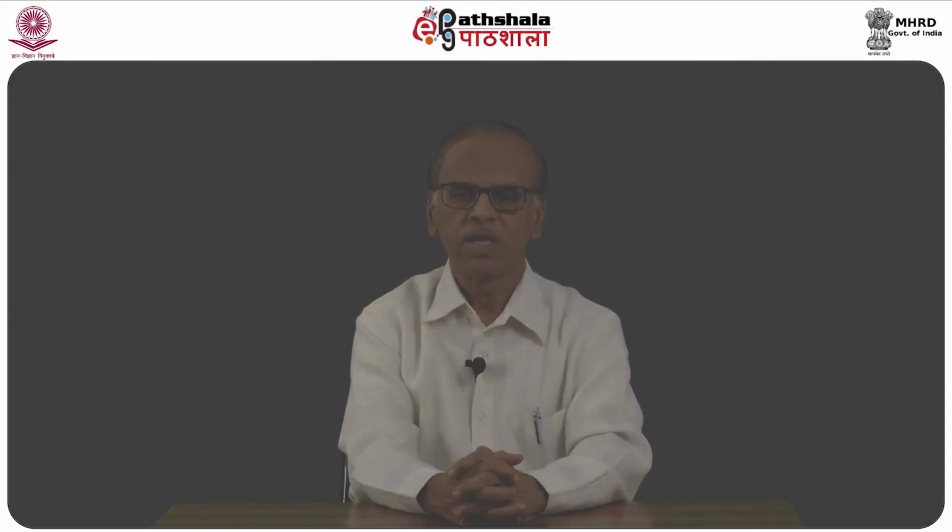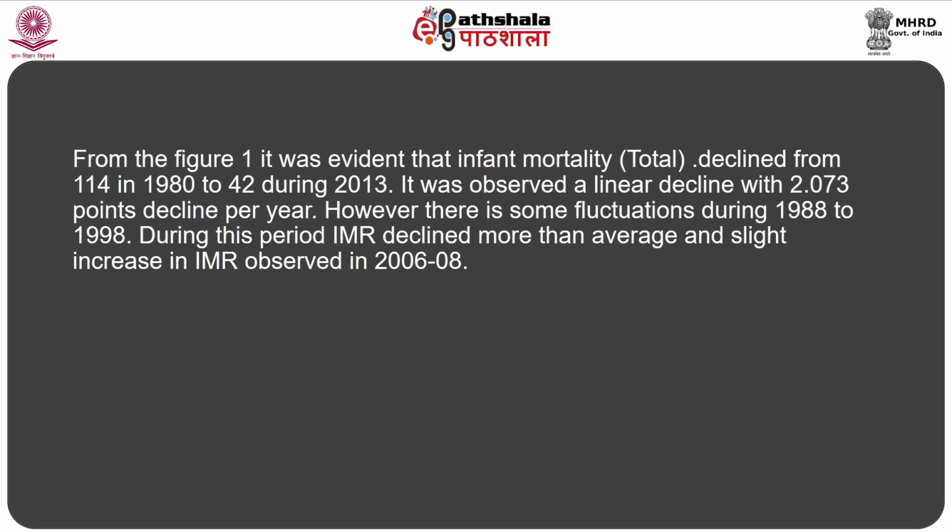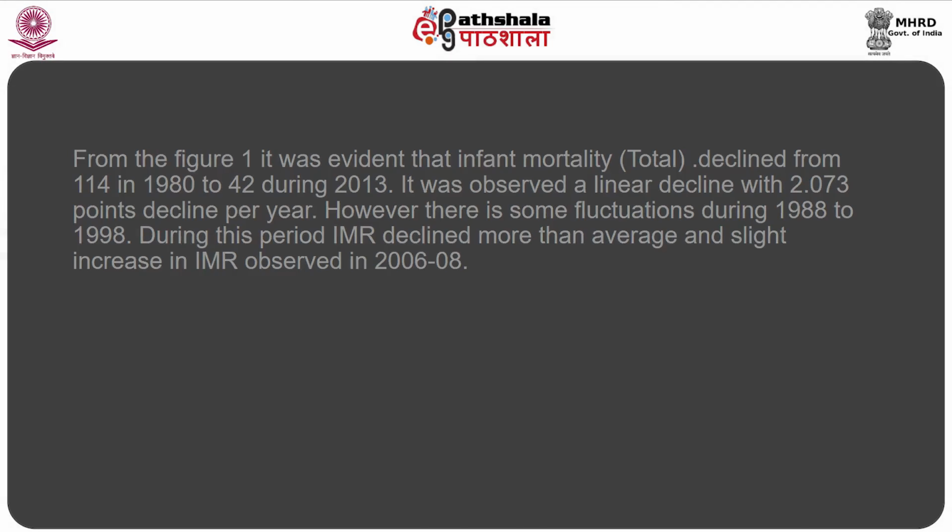From figure 1, it was evident that infant mortality total declined from 114 in 1980 to 42 during 2013. It was observed a linear decline with 2.073 points decline per year. However, there are some fluctuations during 1988 to 1998. During this period, IMR declined more than average and a slight increase in IMR was observed in 2006-08.